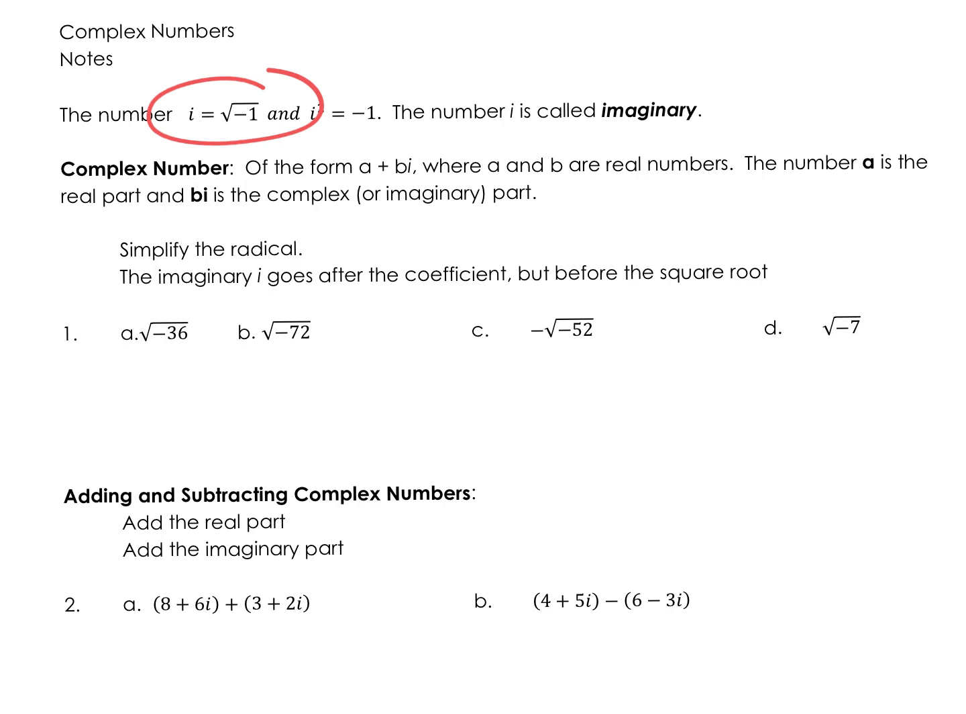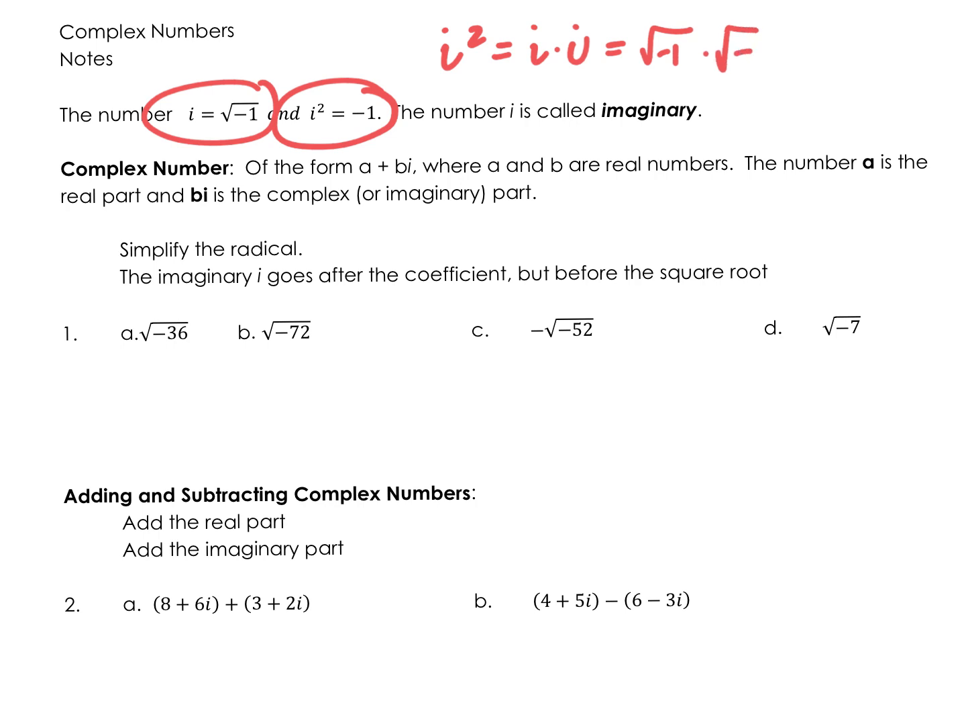Okay, so i is the square root of -1. That is how we get imaginary numbers. Another important fact that's going to matter today is that if you square i, you get -1. That's because i squared is i times i, which is the square root of -1 times the square root of -1. When we multiply those together, we get -1. So that's why i squared is equal to -1.